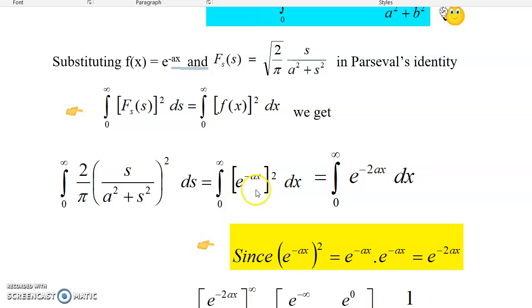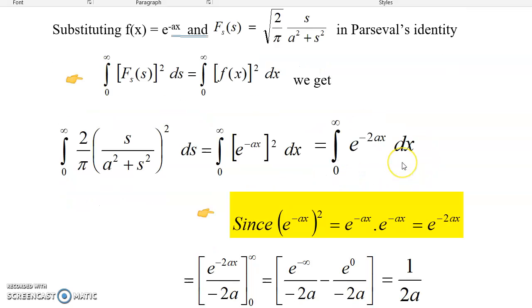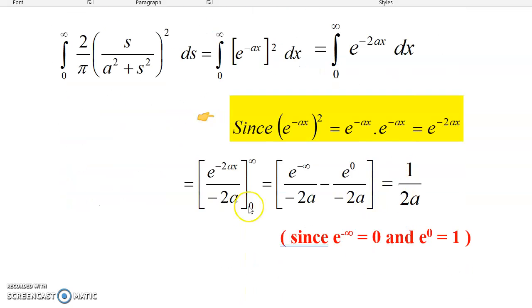So that we square and write. So e power minus ax, when I square, I get e power minus 2ax. So here we have given the explanation for that. E power minus ax square is e power minus ax into e power minus ax, which is e power minus 2ax. And when you observe this, it's a very simple integration which we can immediately integrate and find the answer.